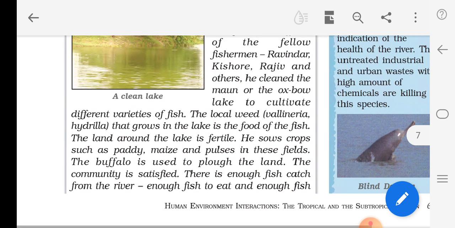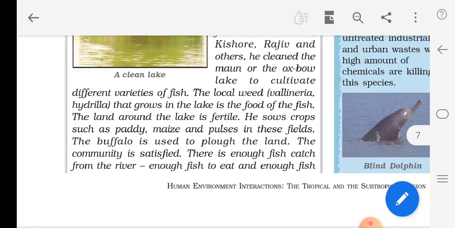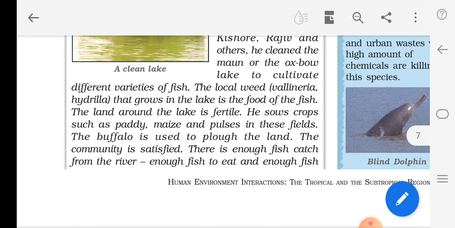What they did, they cleaned the area and started cultivating fish in it. And what is the food for fish? A weed, that is an unwanted plant which grows among crops. So in the water there is a weed growing, that is the food of fish. The weed name is Vallisneria and Hydrilla. Okay, and also they started growing crops because that is very fertile land, no? So the crops paddy, maize and pulses are grown by Binod and his friends.